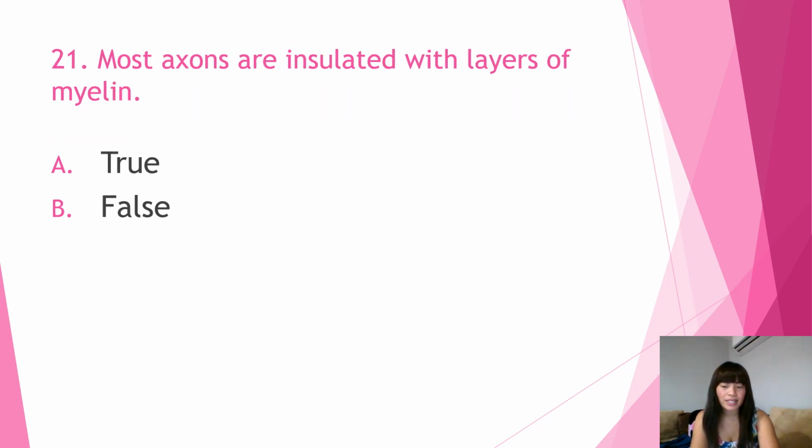Number 21, another true or false question. Most axons are insulated with layers of myelin. Is it true or false? Most axons are insulated with layers of myelin. The answer is true, letter A.